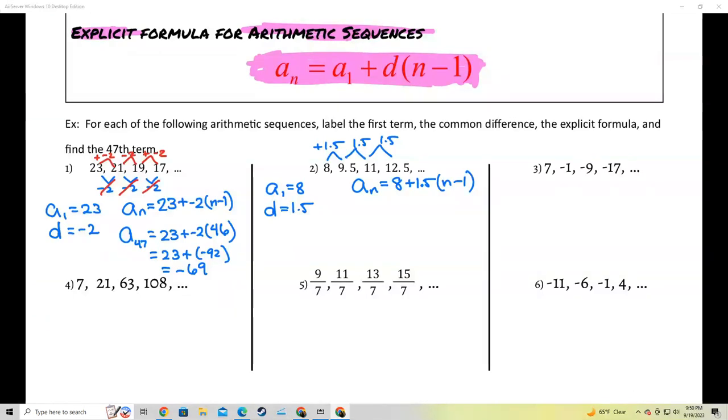And now I'm going to use that explicit formula to find the 47th term. So I'm going to write a sub 47 is equal to 8 plus 1.5 times, remember that's going to be 47 minus 1, which makes it 46.